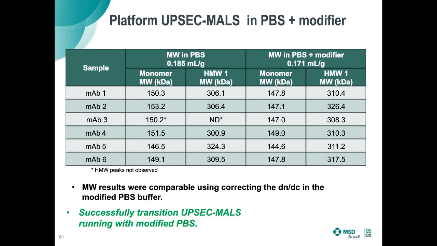So using our platform UHP-SEC-MALS with this modified mobile phase, we see good agreement between the monomer in PBS and the monomer in the modified solution for 6 different MABs. So we have very good confidence that this can be used as a platform, being that we're only correcting for differences in refractive index in the 2 mobile phases. So we've successfully transitioned to the UHP-SEC-MALS with modified mobile PBS.